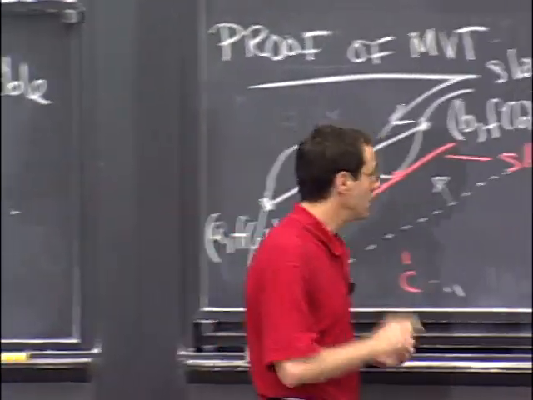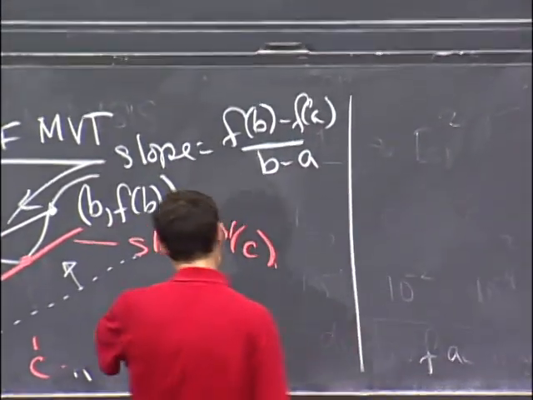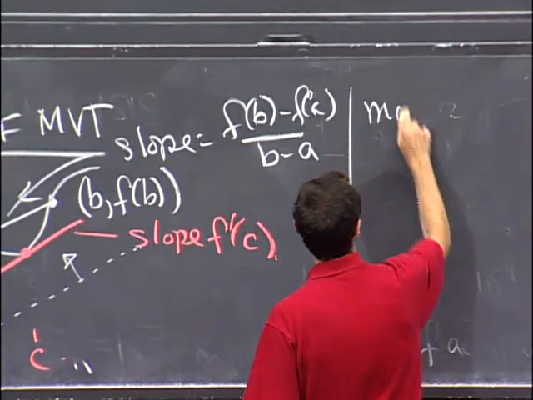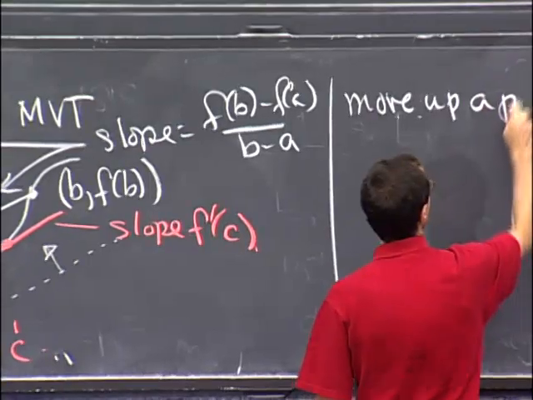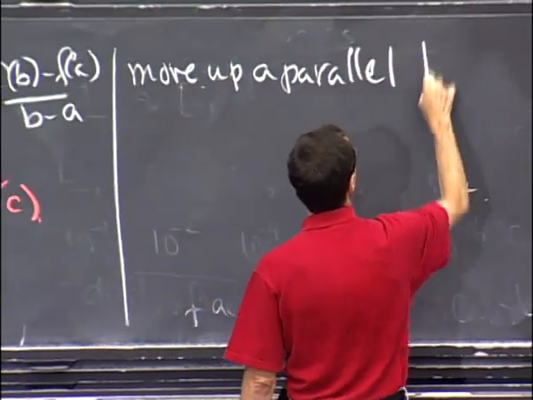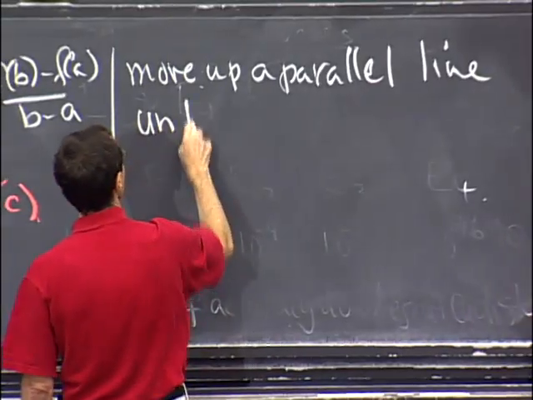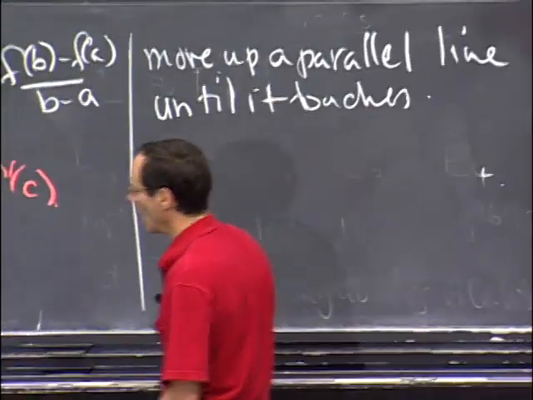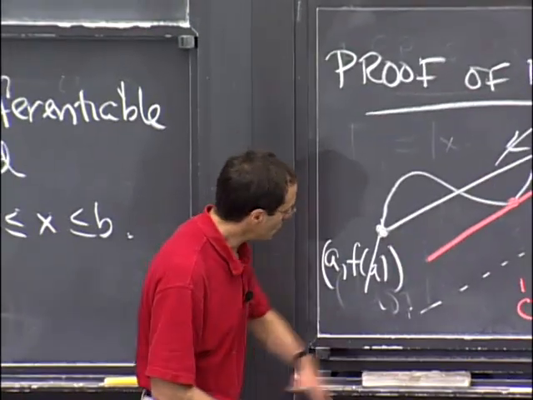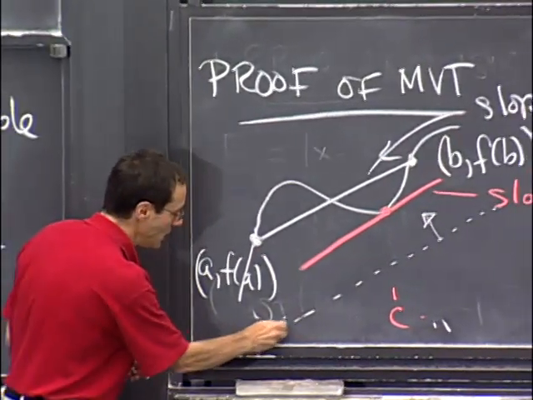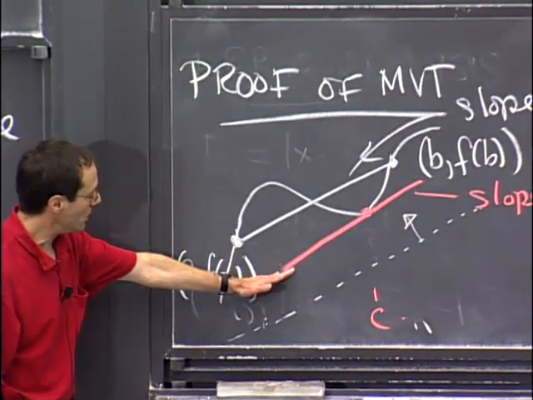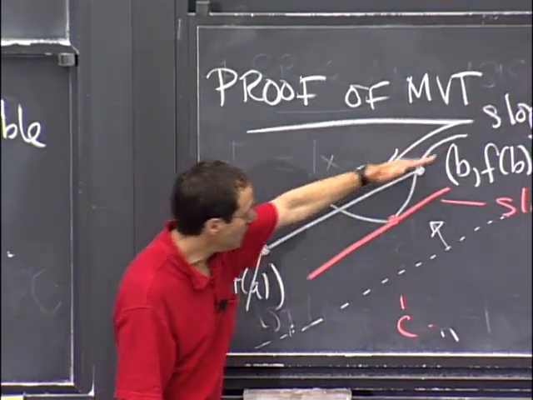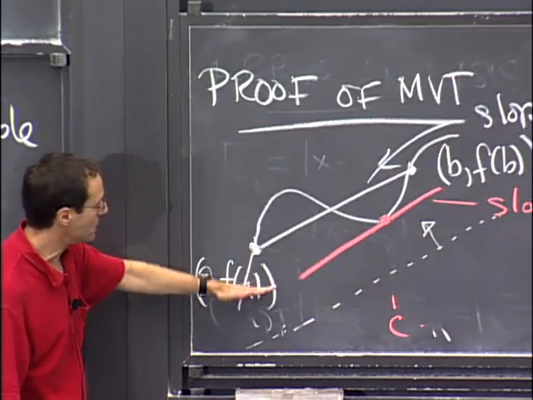There's one problem. So again, we move up a parallel line until it touches. There's a little subtlety here which I just want to emphasize, which is that that dotted line keeps on going here, but when we bring it up, we're going to ignore what's happening outside of a and beyond b. All right? So we're just going to ignore the rest of the graph.